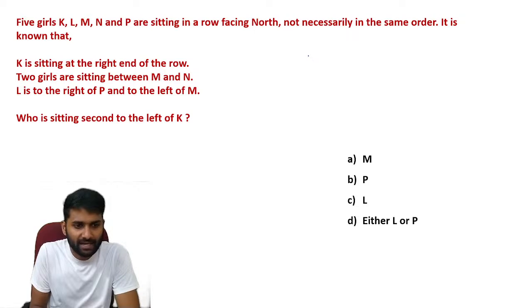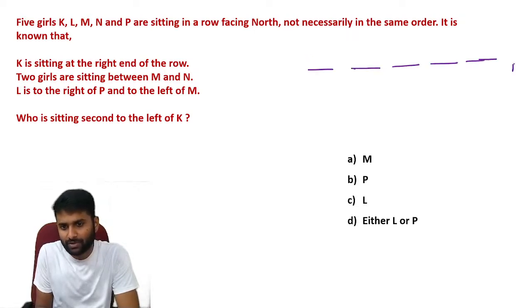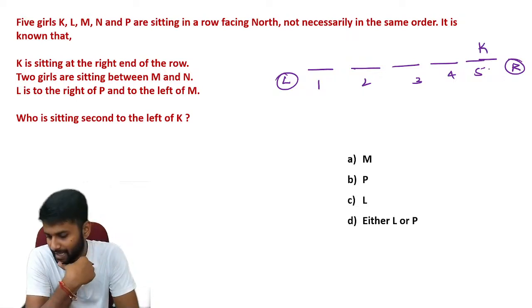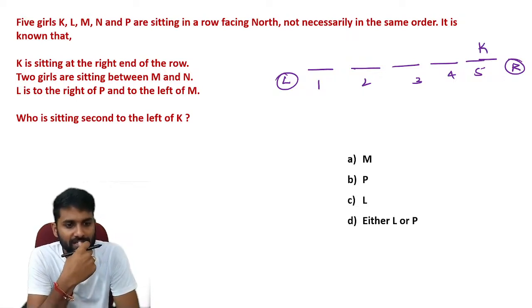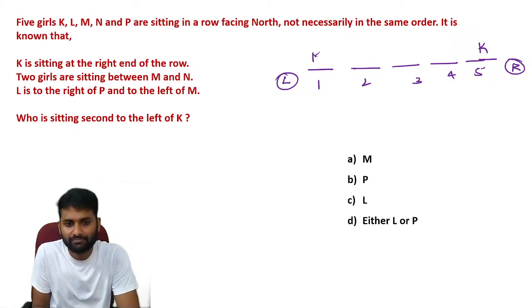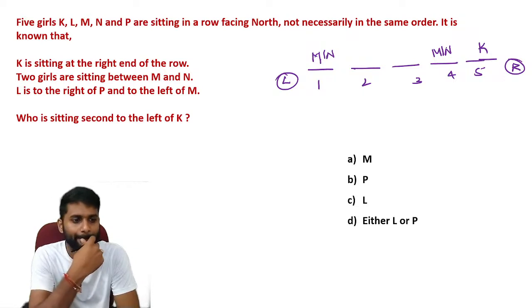So K is sitting at the right end of the row. One, two, three, four, five. You already know that all are facing north, right and left. So according to this information, we can confirm that K is sitting at the right end of the row. Two girls are sitting between M and N. Guys, we can confirm the positions: 1 and 4 must be M or N.